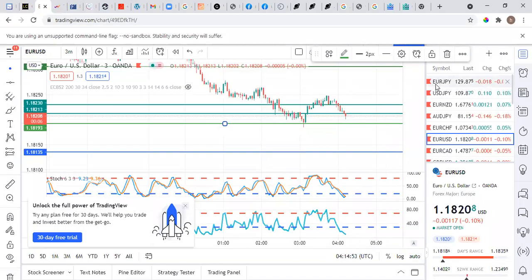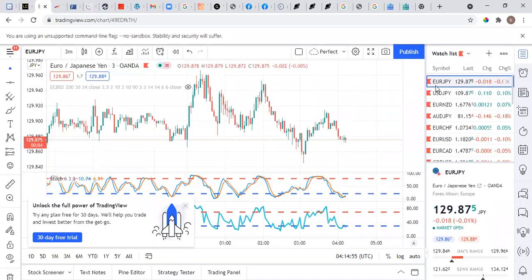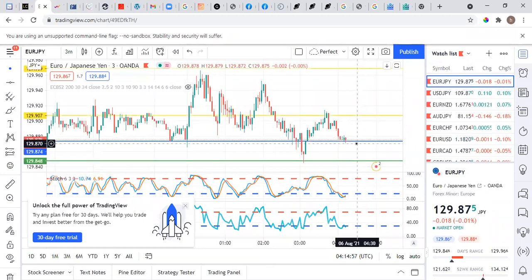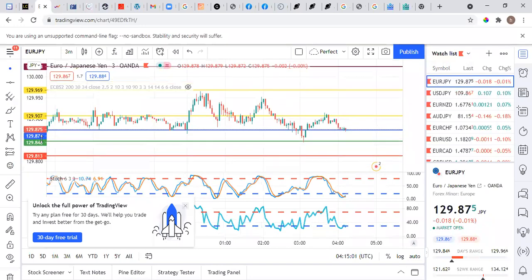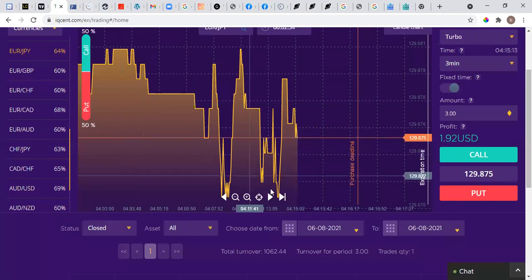I like what Euro JPY is doing. Euro JPY is bouncing off my support line at 874, but the market is spiky. This 874.